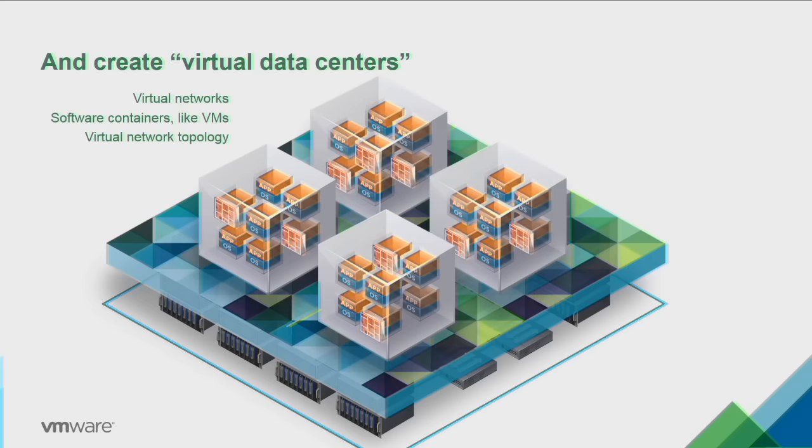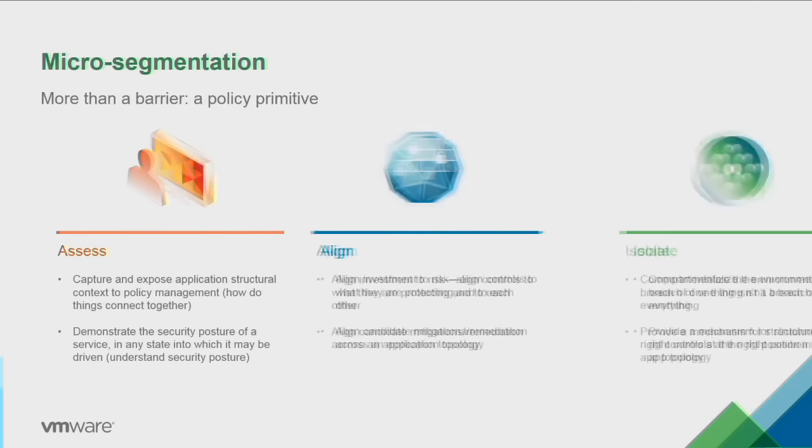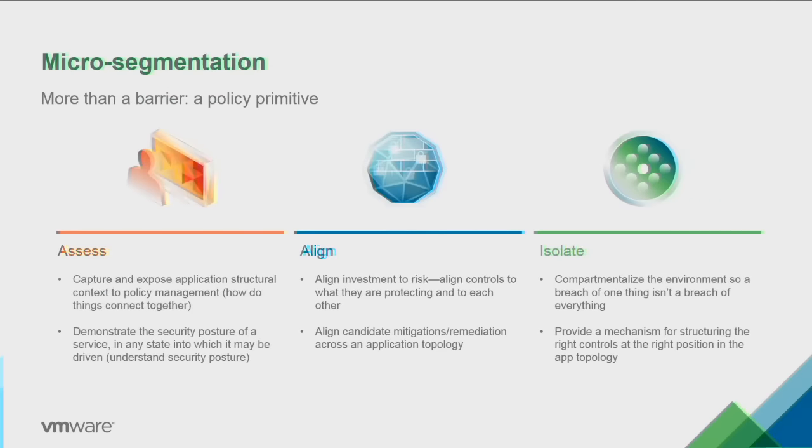And the whole conversation about micro-segmentation is really driven at enabling this kind of construct. And it's extraordinarily powerful, because it's not just a barrier, it's a policy primitive. It's the ability to say, here is the structural context of this application in a single place. All right? I can now do things like demonstrate the security posture of this. What is my security posture about SAP? What controls and policies do I have on SAP right now? It allows me to align my investment to risk.